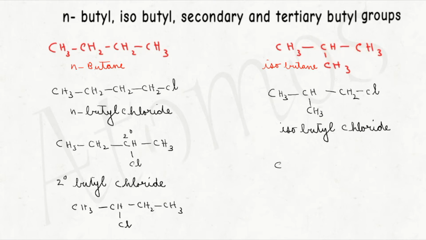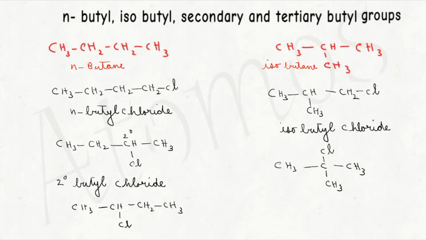Write and see. CH3, C, CH3. Here also CH3, and we are attaching a chloro group over here. Which isomer is this? 4 carbon atoms are there with 1 branching, so this is isobutane only. But see, chlorine is not attached at the N carbon atom. It is coming in the middle, right?